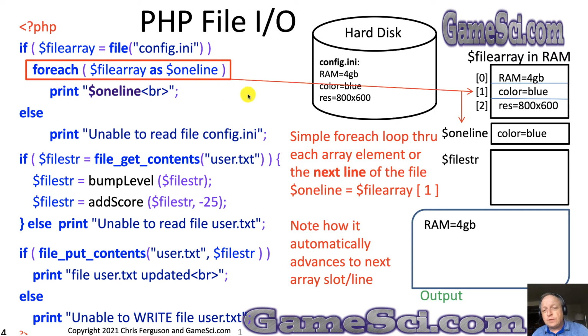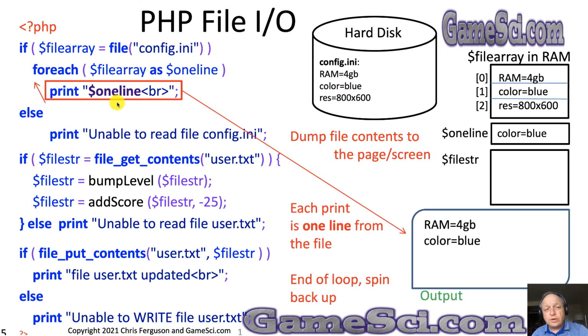Going to the next item in the loop, this simple foreach loop through each array element or the next line of the file. This time $line will be assigned file array of slot 1. You can see the data at index 1 is assigned to $line. Note how it automatically advances to the next array slot or line of the file. Print $line, and you can see the output from the $line variable comes out onto the screen. Each print is one line from the file. We've also reached the end of the loop. We'll spin back up and execute foreach again.